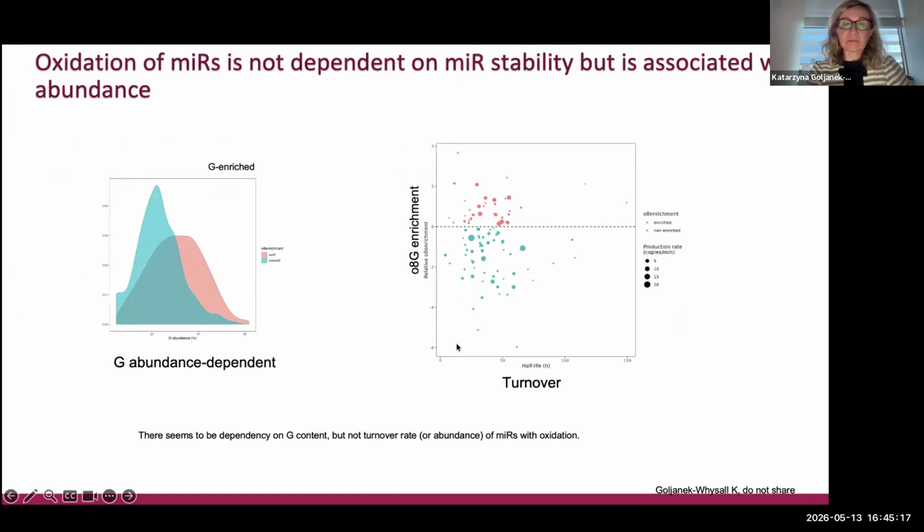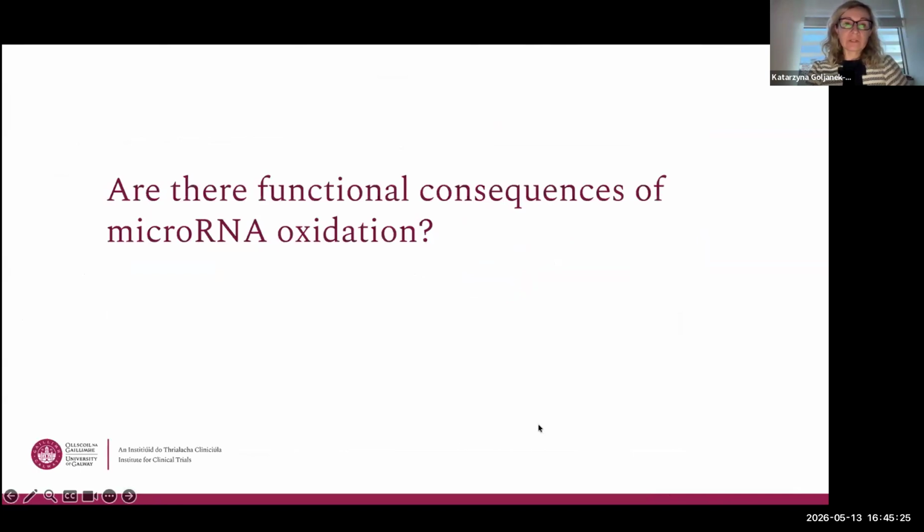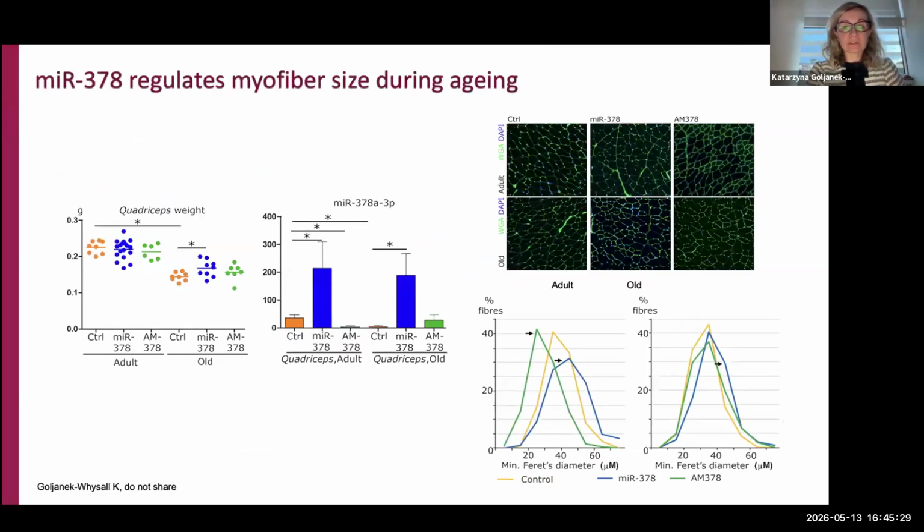But there is no link with their abundance or the expression levels, and also not their turnover. So then we ask if there are any functional consequences of microRNA oxidation within the cells. And in our lab, we use in vitro model cells as well as in vivo models, mice.